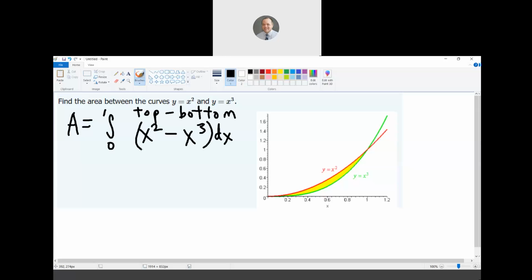And we can immediately take the antiderivative of each curve. The integral of x squared is x cubed over 3, and the antiderivative of x cubed is x to the 4th over 4. And we are finding the area going from 0 to 1.